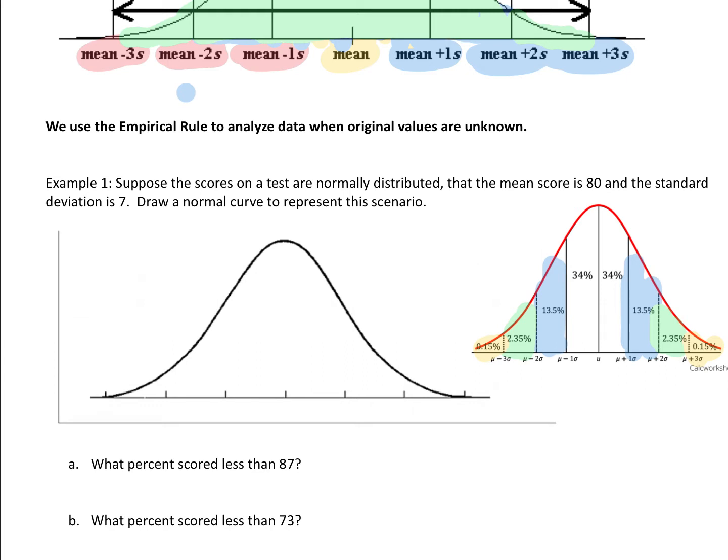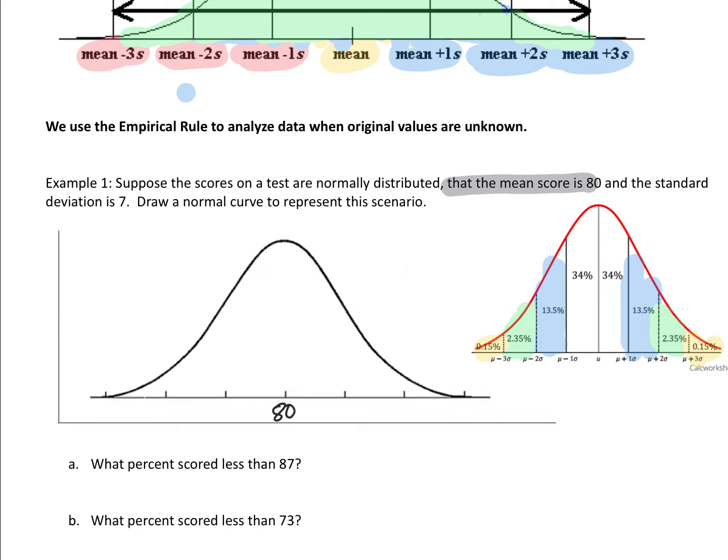So here's how we construct a normal bell curve on our empirical rule. As I said at the beginning, we need to first start with the mean. So as we read our instructions in here, suppose the score of a test is normally distributed, and the mean of the test was 80. Well, whatever the mean is goes in the center. So we have a mean of 80, and then we next need to know what is our standard deviation.